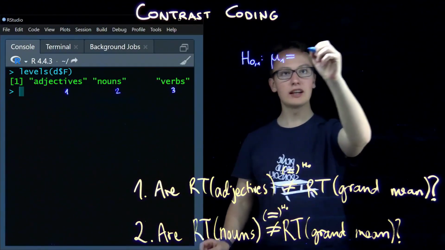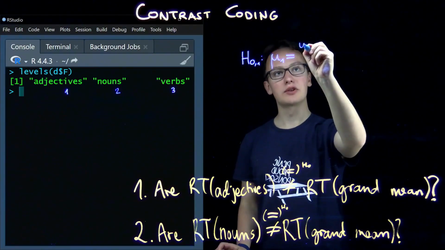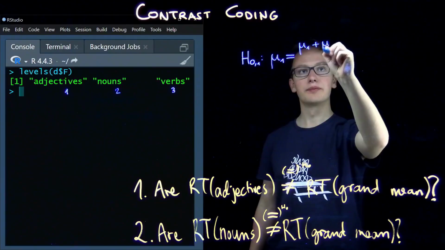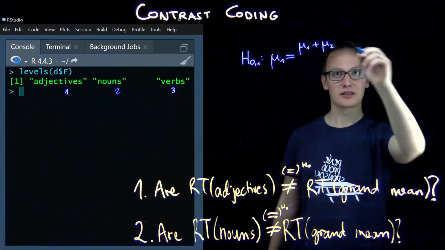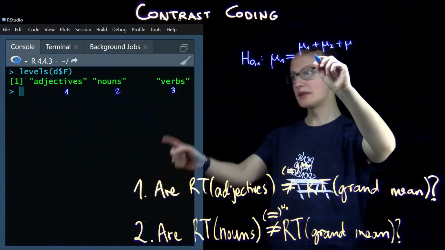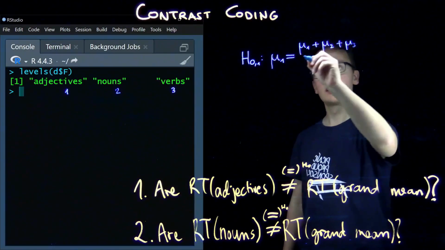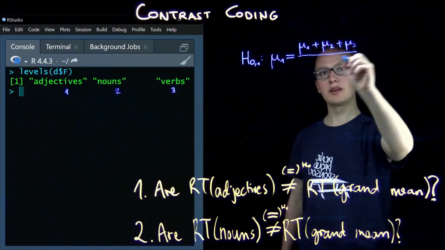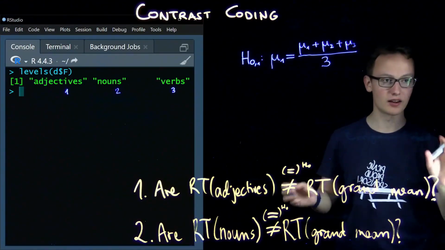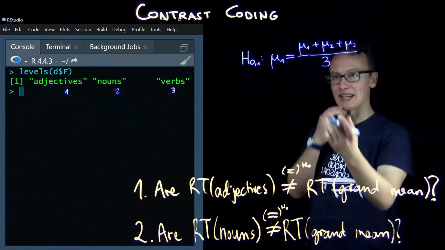The grand mean I can compute, assuming a balanced data set of course, as the mean of the three condition means, so mean 1, mean 2, mean 3, meaning mean adjectives, mean nouns, and mean verbs, divided by 3, which will give me their average, and that will be the grand mean. Again, assuming that the classes are balanced, that they each have the same number of data points. Okay, this would be my null hypothesis.